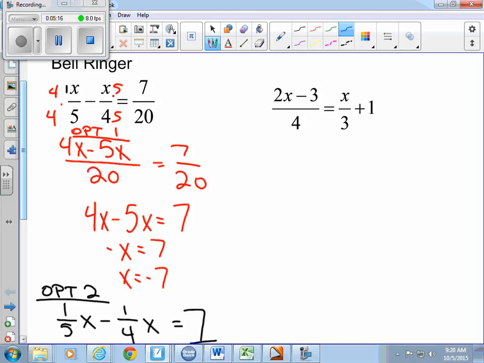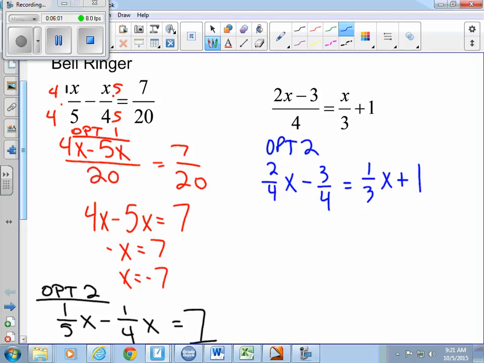You have those exact same options for this problem. I can get a common denominator with a 3, 4, and a 1 if I want to, and then do option 1. Or I can do the exact same thing I did on option 2. It's up to you. I'm going to start with option 2 first. This would be 1/2 x, or let's not even simplify that, it was 2/4 x. Everyone agree? That would be 2/4 x minus 3/4 equals 1/3 x plus 1.